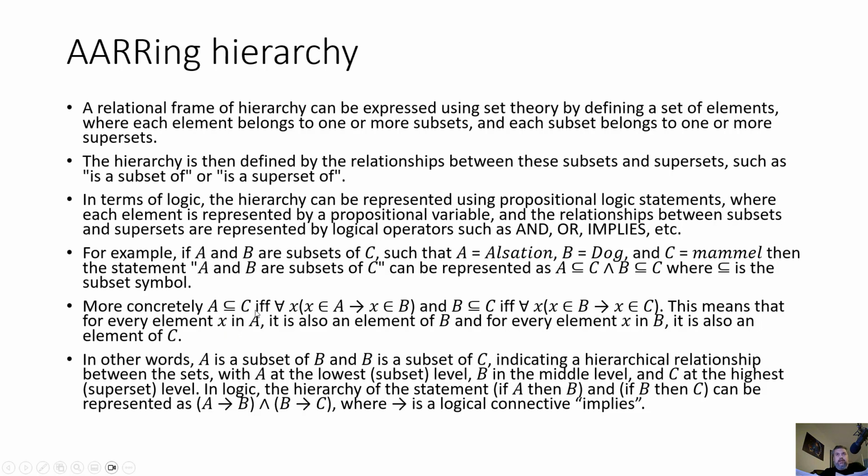So A is a subset of B if and only if for all x, where x belongs to A. So this is an instance of belonging. This is one Alsatian that belongs to the set of Alsatians, leads to x, an instance, belonging to B, which is a dog. So x belongs to B, and B is a subset of C if and only if for all x, x belongs to B leads to x belongs to C. This means that for every element x in A, it is also an element of B, and for every element x in B, it's also an element in C.